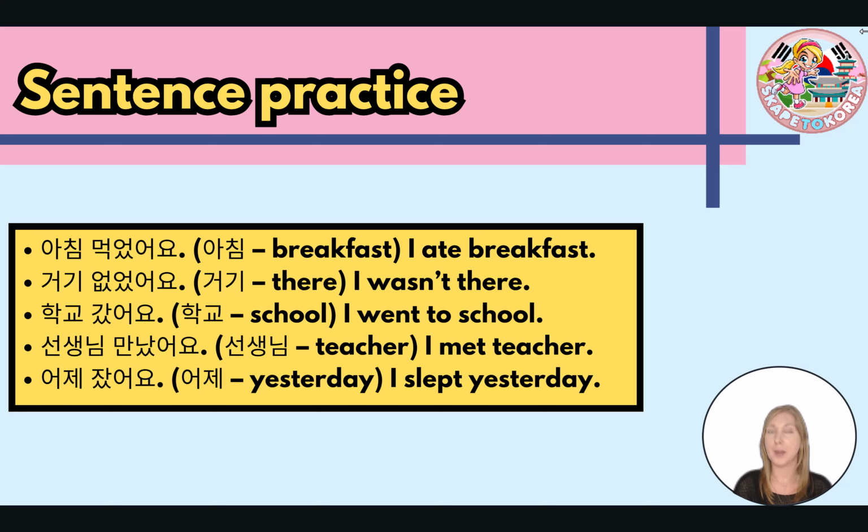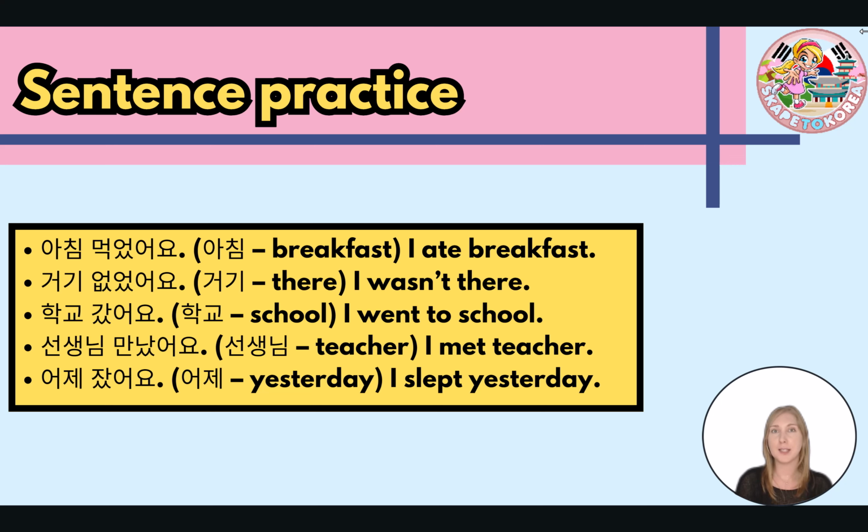학교 갔어요. I went to school. 학교 is school and 가다 is to go. 갔어요 in the past tense. 선생님 만났어요. 선생님 is a teacher and 만났어요 is the past tense of to meet. So 만나다 is the dictionary form of the verb. 만났어요, I met. 어제 잤어요. I slept yesterday. 어제, yesterday. 잤어요, I slept. So 자다 is to sleep and would conjugate to 잤어요 in the past tense.